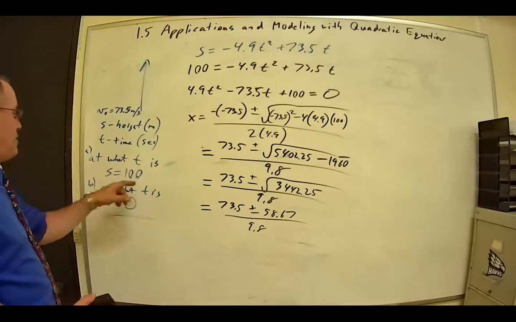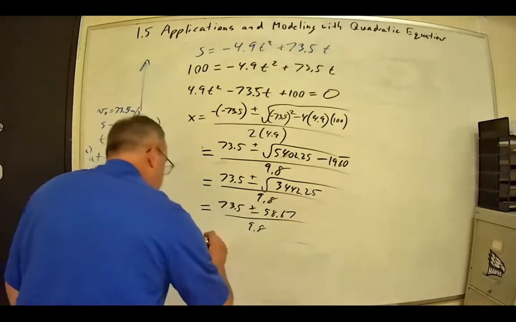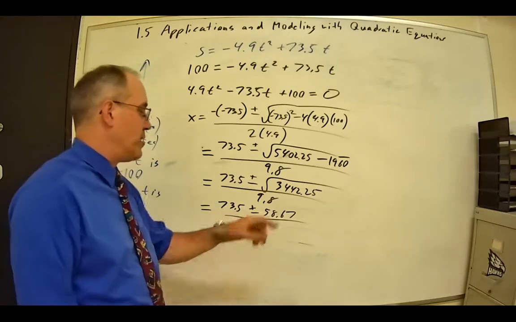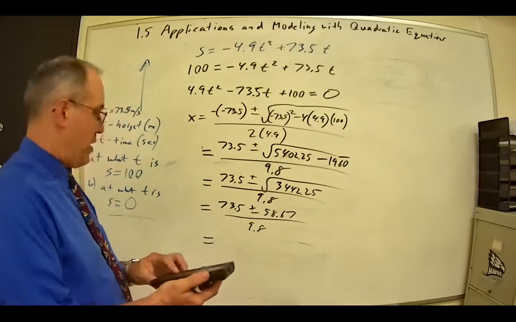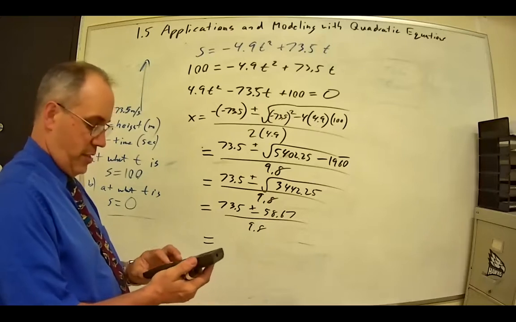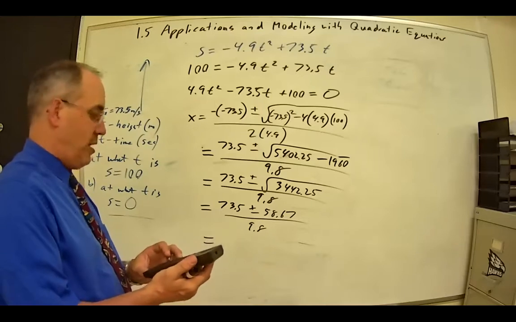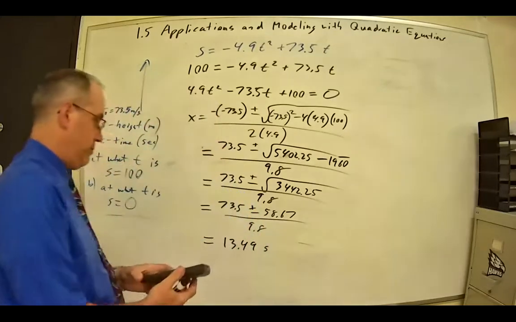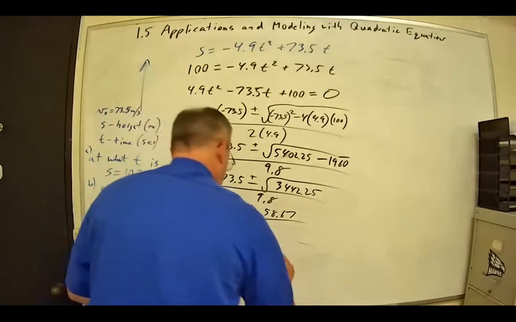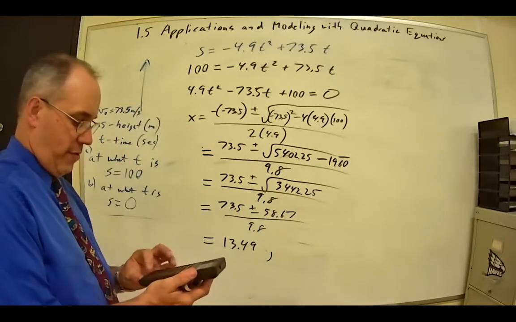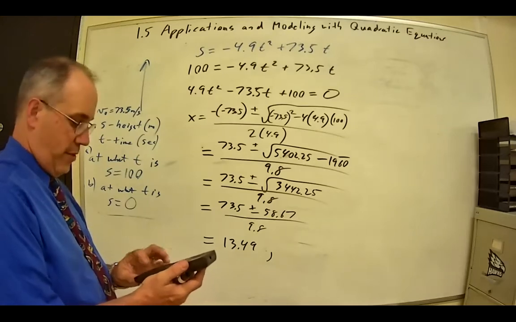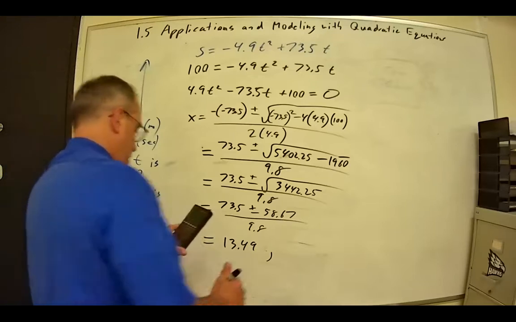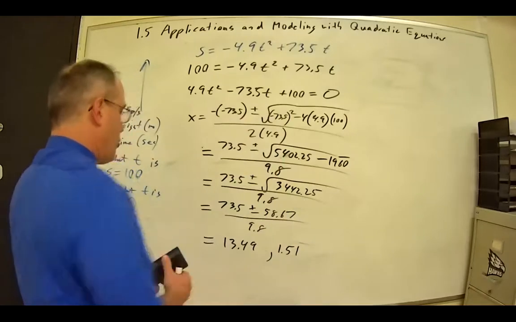And what am I looking for? I'm looking for what time is s equal to 100. Okay, so we're going to take 73.5 plus 58.67 and divide it by 9.8. And we're going to take 73.5 minus 58.67 and divide it by 9.8. So 73.5 plus 58.67 gives us 132.17. Divide that by 9.8 gives us 13.49 seconds. And if I subtract 73.5 minus 58.67 gives us 14.83 divided by 9.8 gives us 1.51. So those are both in seconds.